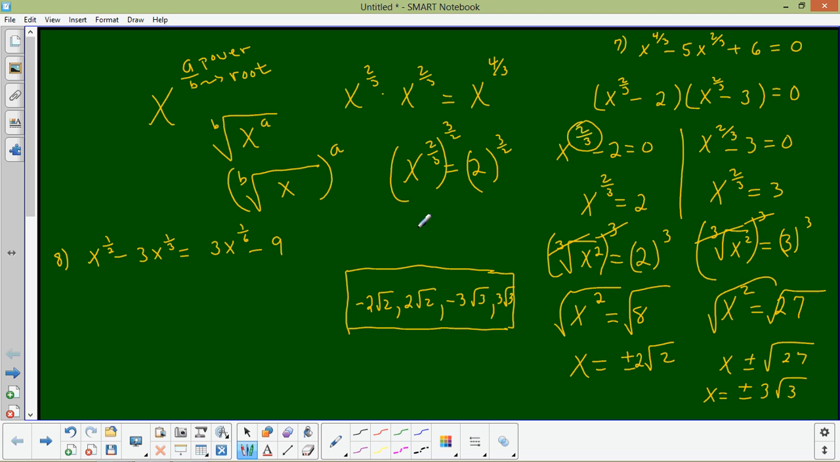What do you do when you raise a power to a power? You multiply the exponents. So that gives me x to the 6/6, or x to the first. Now, you do have to be very careful that you don't lose the signs. That's about the only pitfall of doing it that way.